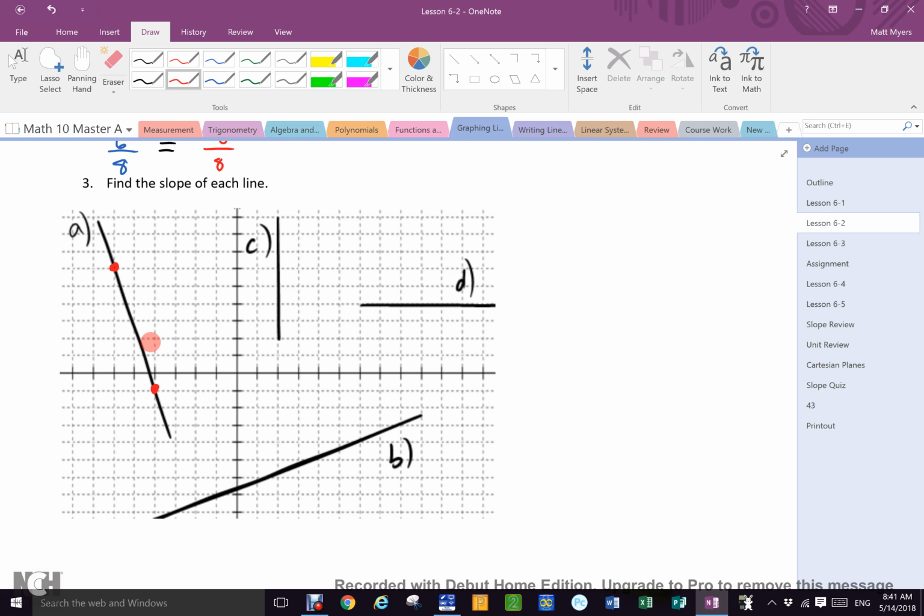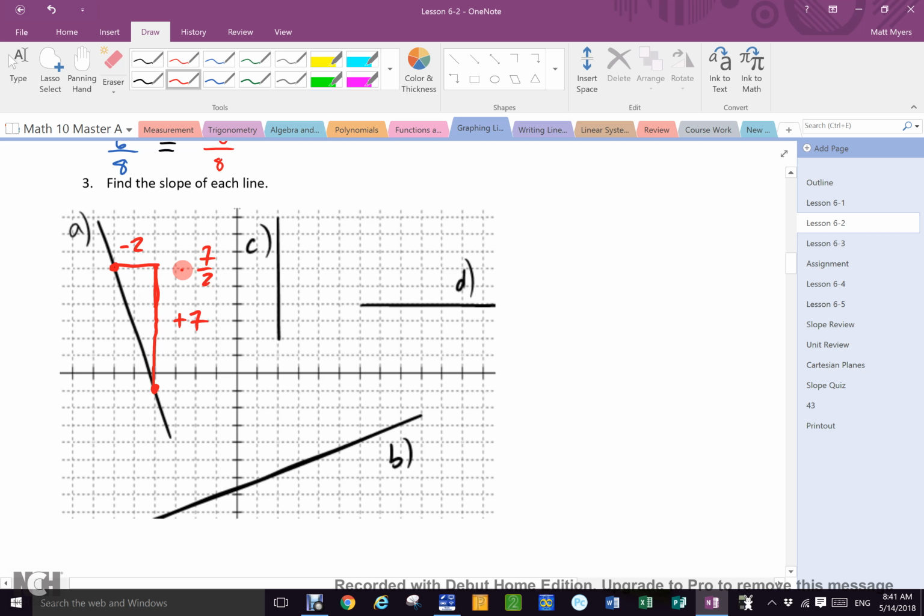I just count. What do I count first, rise or run? Rise. 1, 2, 3, 4, 5, 6, 7. Positive or negative? How did you know it was positive 7? Because I went up. Positive 7. Agreed? Then what? Run. Negative 2. How'd you know that was negative? Because I went left. So what's this one's slope?